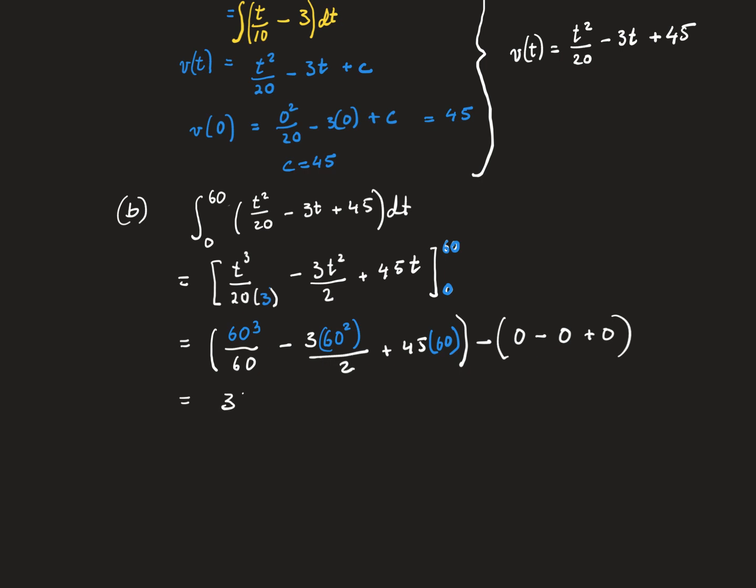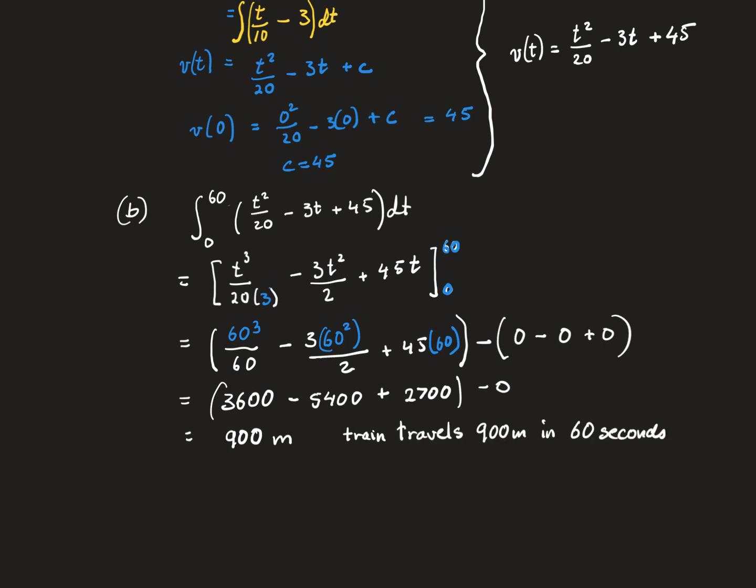And we should get 3600, take away 5400, and plus 2700. All this, take away 0, ends up being 900 meters. And of course the interpretation of that is that the train travels 900 meters in the first 60 seconds. And that's our answer.